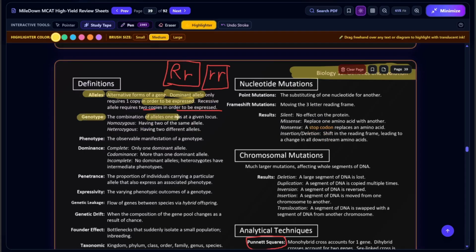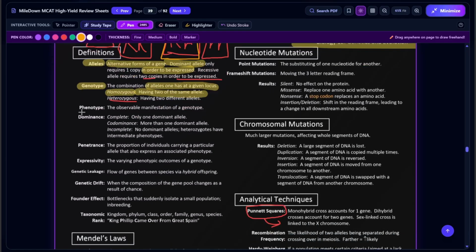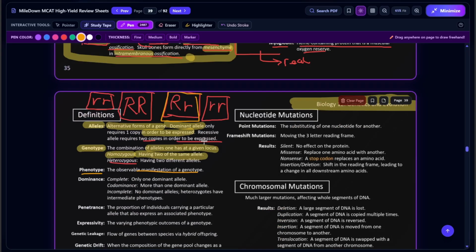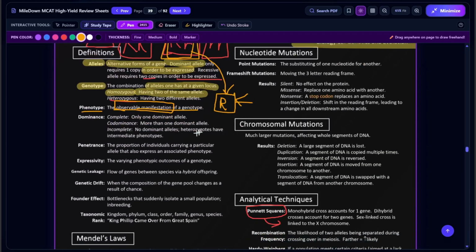Genotype, the combination of alleles at a given locus. If you're homozygous, having two of the same allele, it could look like this, RR, both dominant, so brown eyes, or it could be rr, both recessive, blue eyes. And then heterozygous, having two different alleles, which is like this, brown eyes plus blue eyes. Phenotype, the observable manifestation of the genotype. Your genotype can say you have a dominant R and little r, but your phenotype is going to be the dominant one, R, which in this example is brown eyes. So your phenotype is the observable manifestation of what shows up on the surface.